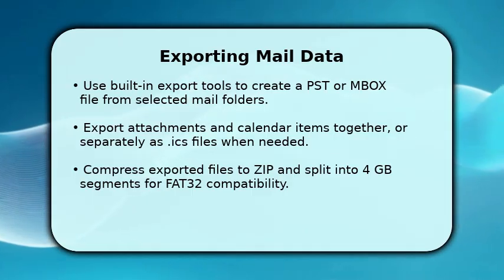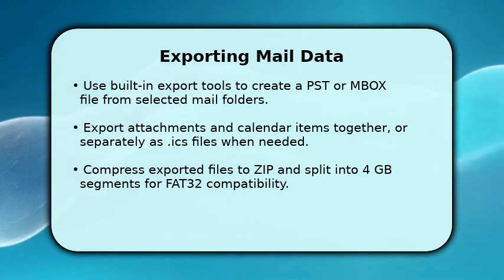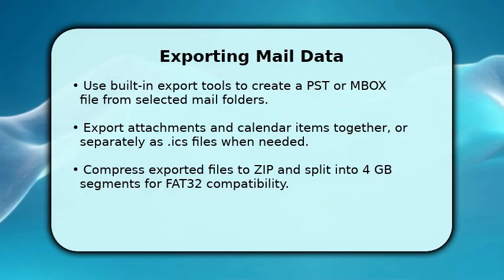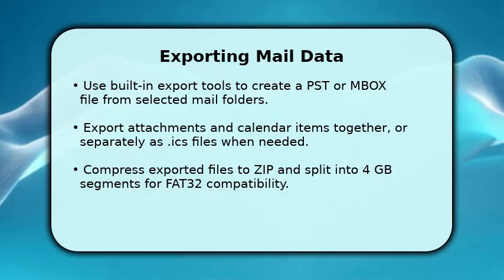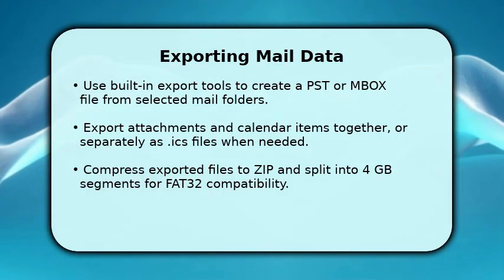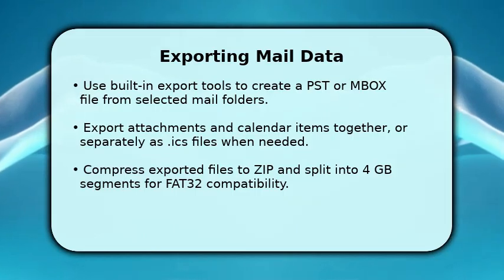Name the file with date and account like mailbox, example 2025-1122. Compress exported files to zip and split into 4 GB segments for FAT32 compatibility. Verify checksums using SHA-256 and record the hash in a text file next to the archive.